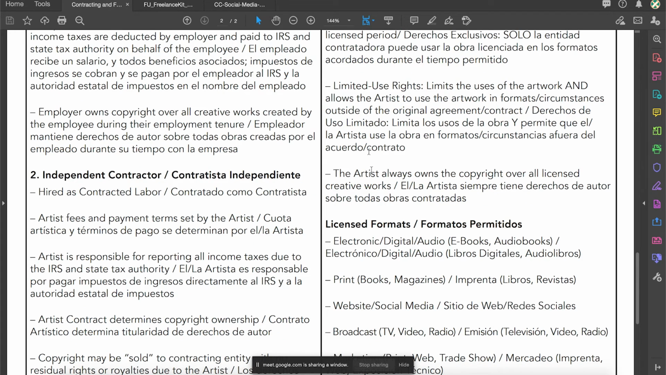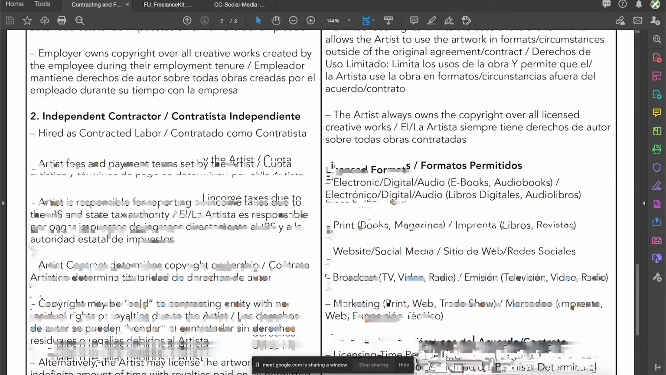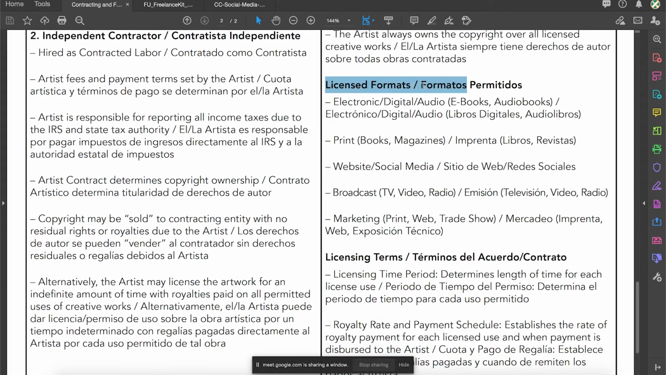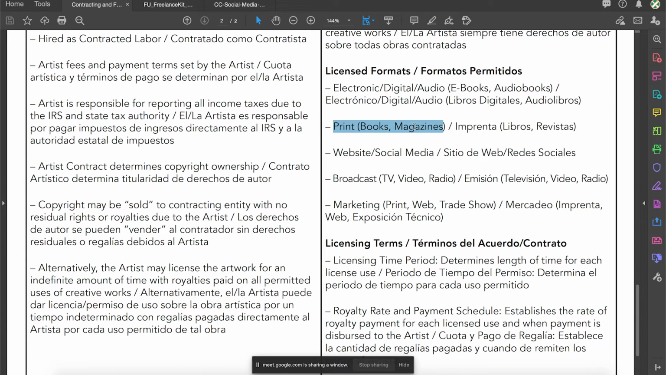And going back to this handout, you're able to see it. These are all the different ways in which you can license your artwork. These are licensing formats that you might come across or that you might need to give permission for. So obviously there's electronic, digital, and audio. That means things like ebooks or audiobooks. That's one format that you can license your work in. Print, which normally includes books and magazines. That's probably going to be the most common for most of you as writers.